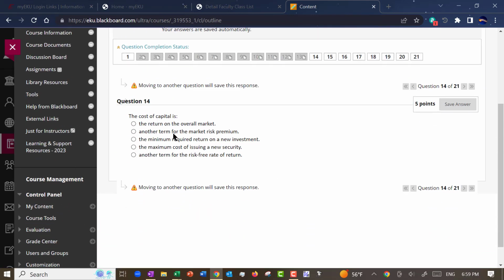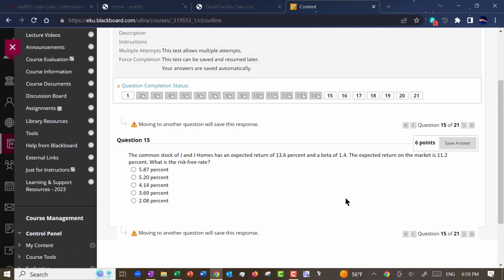And you haven't directly talked about it, but cost of capital is the minimum required return on a new investment. That's basically what our definition is.